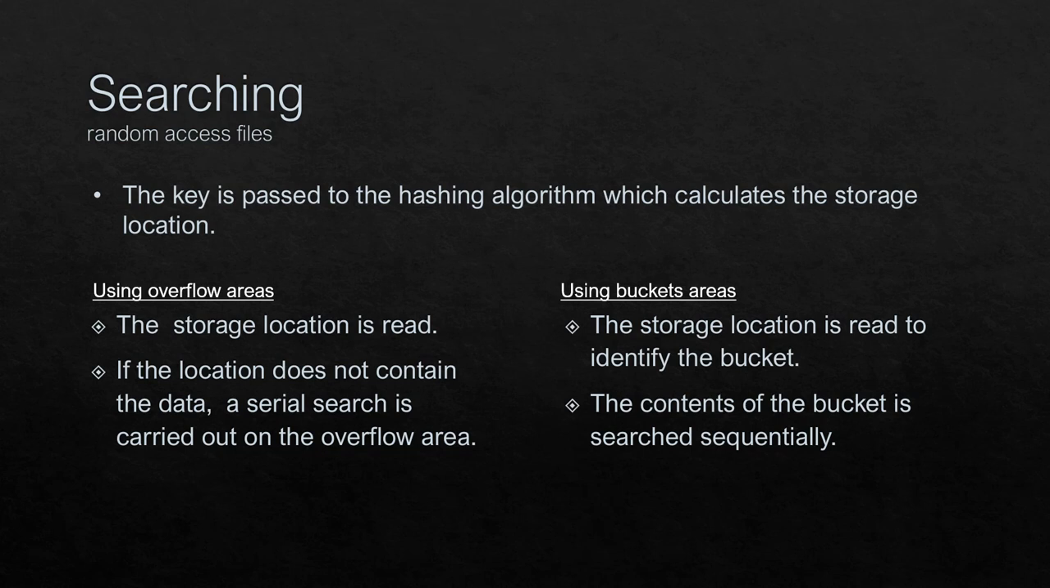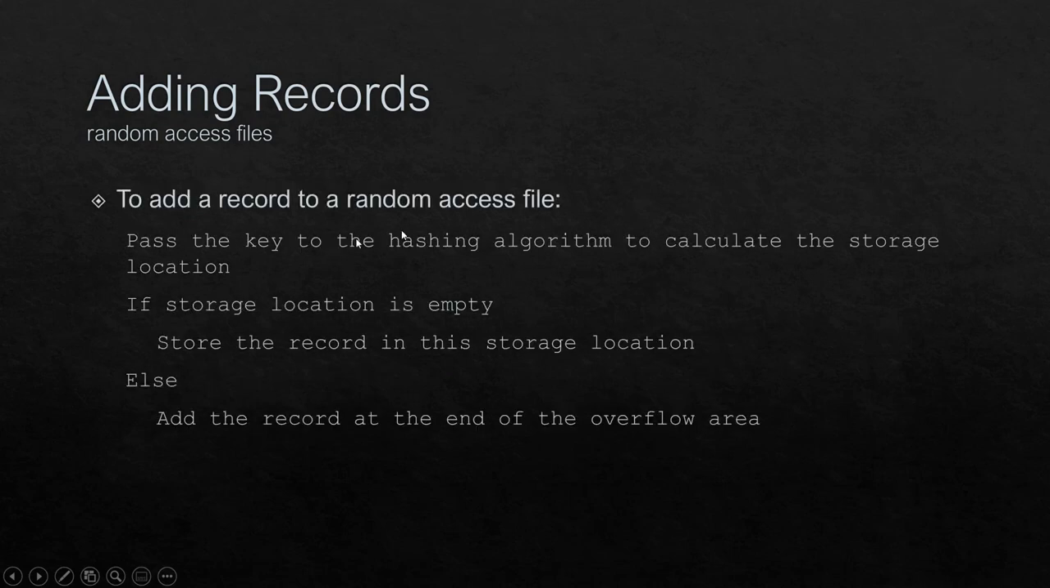Now when it comes to searching, what we do is we take the key value, we pass it to the hashing algorithm, and that gives us a storage location. Then if we're using the overflow method, we'll read the storage location. If it contains the record, that's the data we want. Otherwise we'll go to the overflow area and we simply serially search through the overflow area until we find the record we want. If we're using the buckets system, what will happen is we will use the key to identify which bucket we're going to use, and then once we've got to the bucket, we search for it sequentially until we find the record.